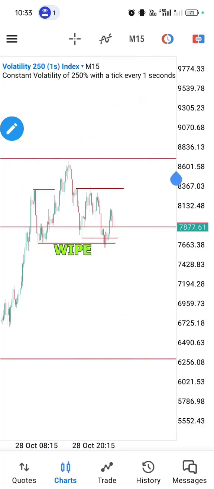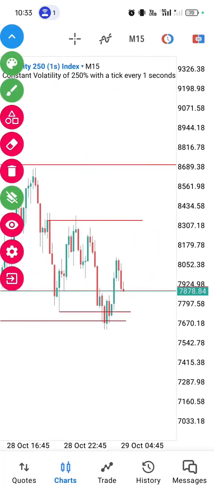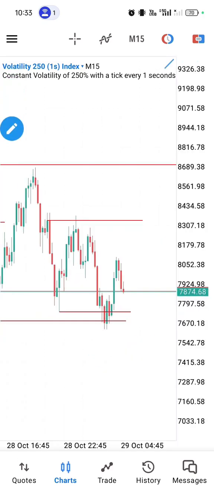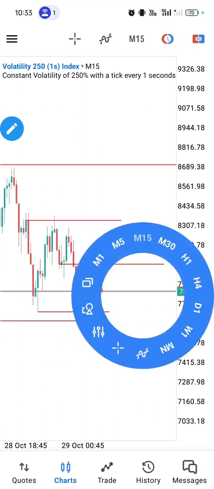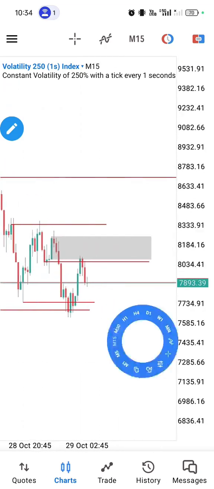Now after it wiped, of course it gave me doubt that maybe it might have just grabbed liquidity and will continue to move up, but I could see price was respecting that 15-minute order block. You can see there's that 15-minute order block and price is reacting off of it. So that's why I think I decided to sell it right there.